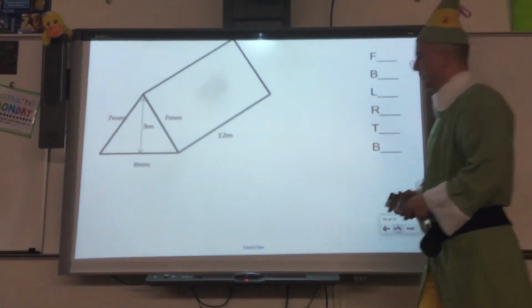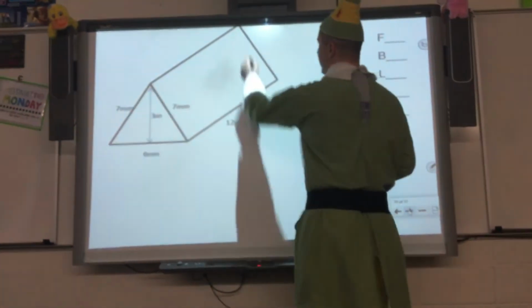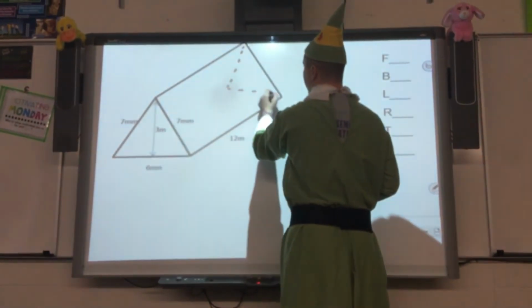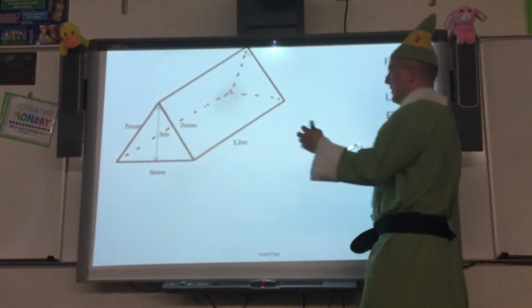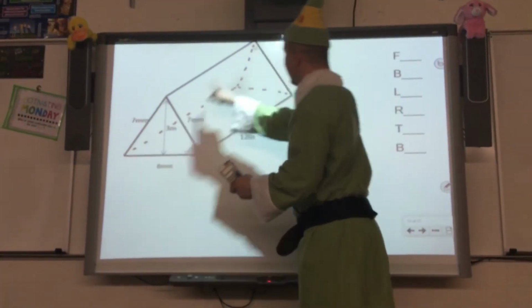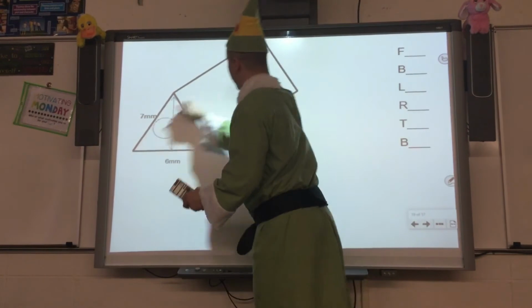I fooled you. Okay, so this one's a little bit more unique. You have to visualize where these lines are going to be. Visualize a little bit. But I have a front triangle, I have a back triangle.